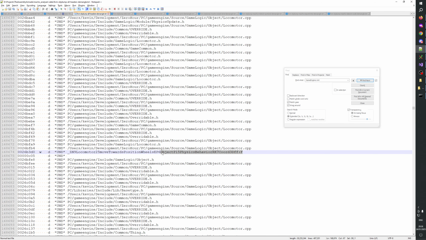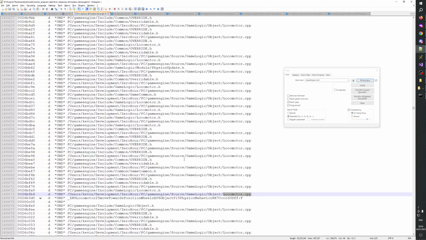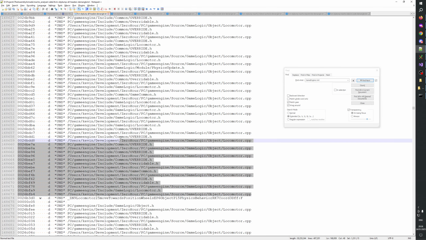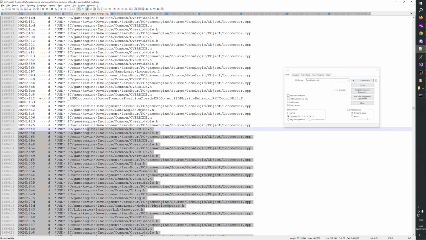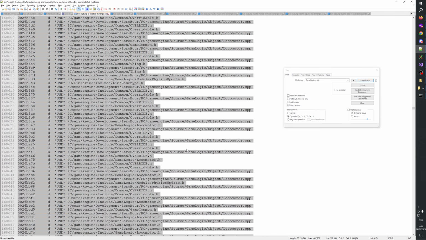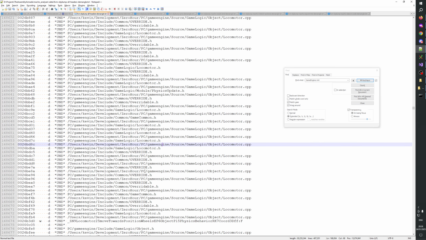We have function here, locomotor is in here, move towards position, wheels, takes a physics behavior, right? So it's class locomotor and it's locomotor CPP. So certainly it belongs. But how do all these other headers relate to this? This is what I don't fully understand. If we could get some intel on this, I think it would be very useful, because there must be some rationale behind this.